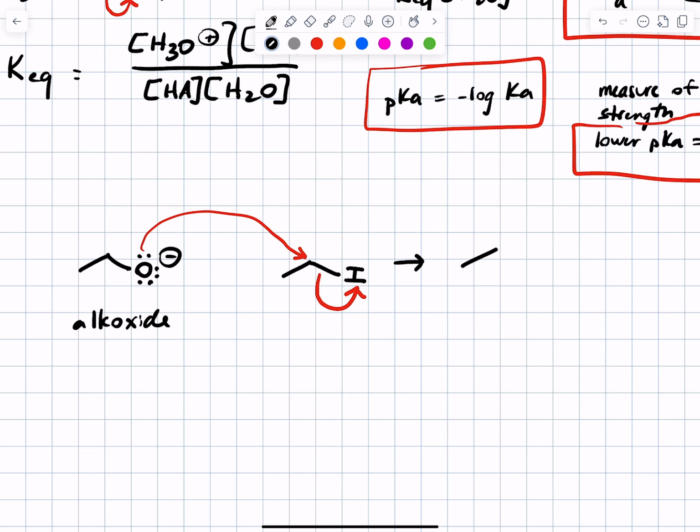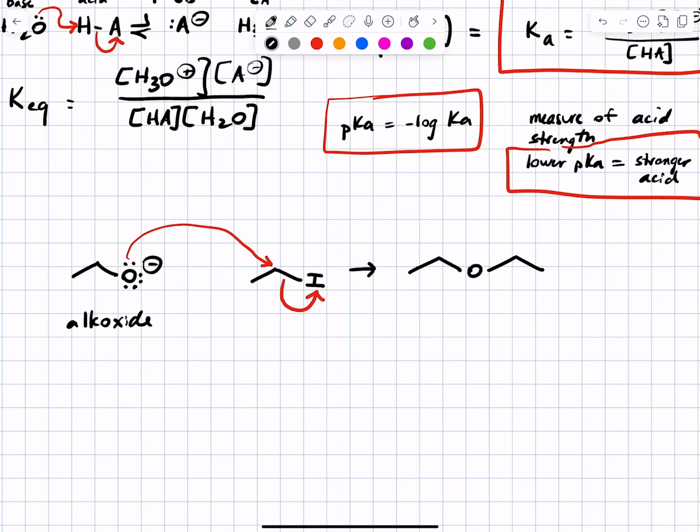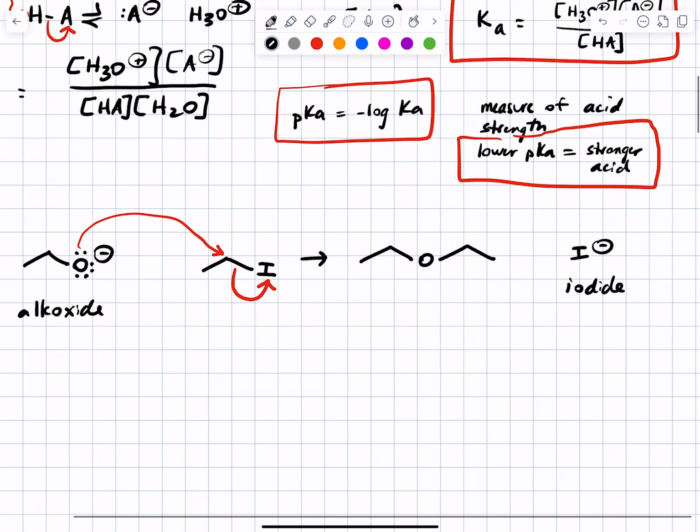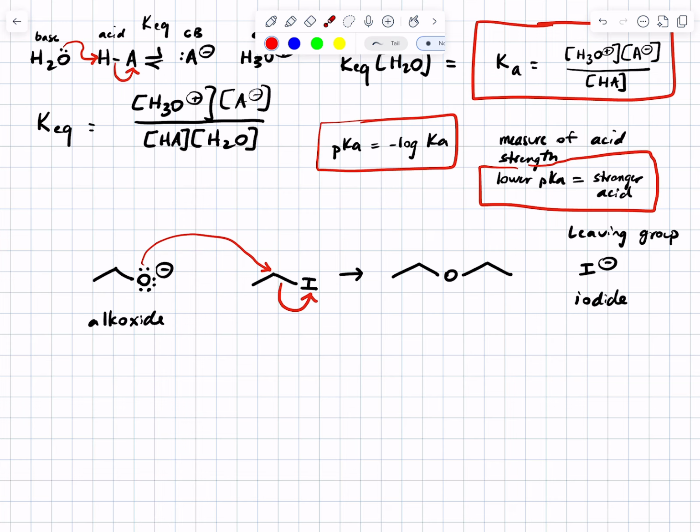And the products of that are a new carbon-oxygen bond between the oxygen and the carbon here, and then the other product is iodide, I minus. Okay? We call iodide the leaving group because it took the electrons in that carbon iodide bond and left. It had to because the alkoxide attacked the sigma star.